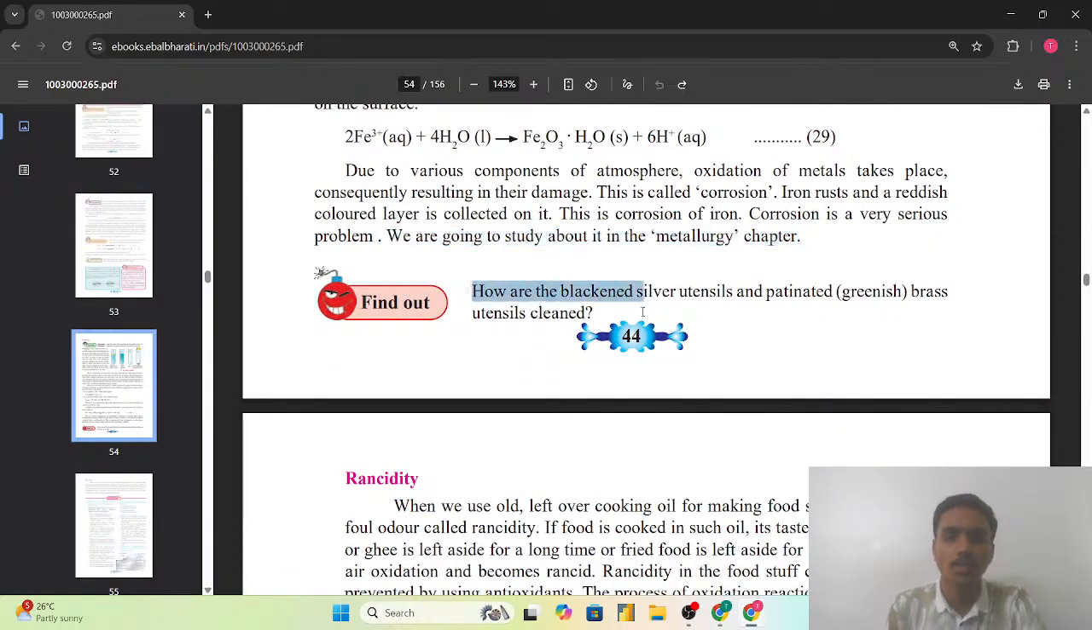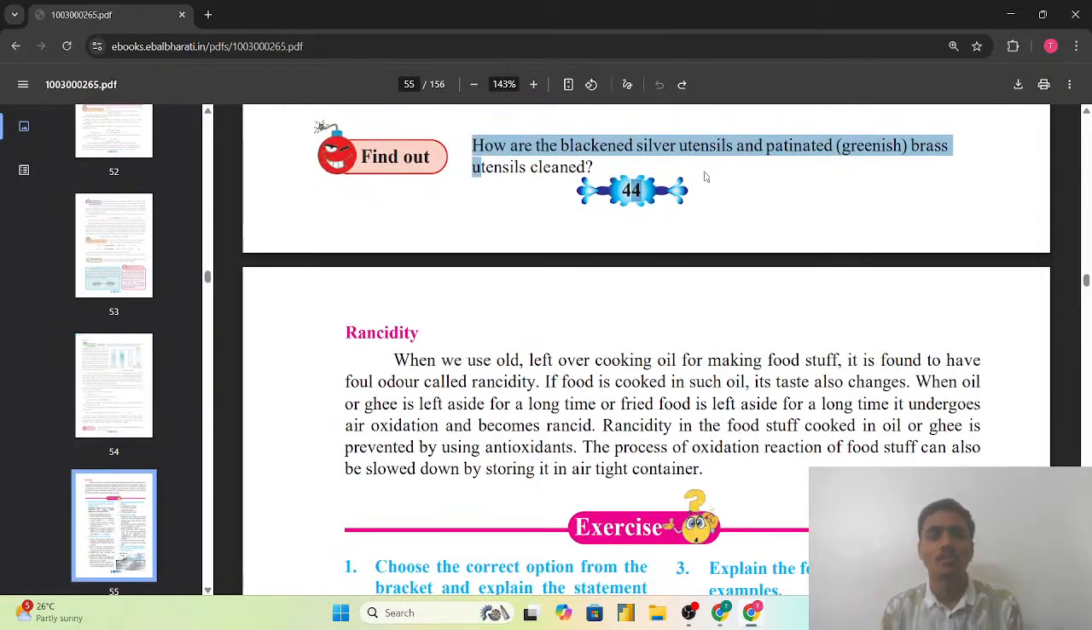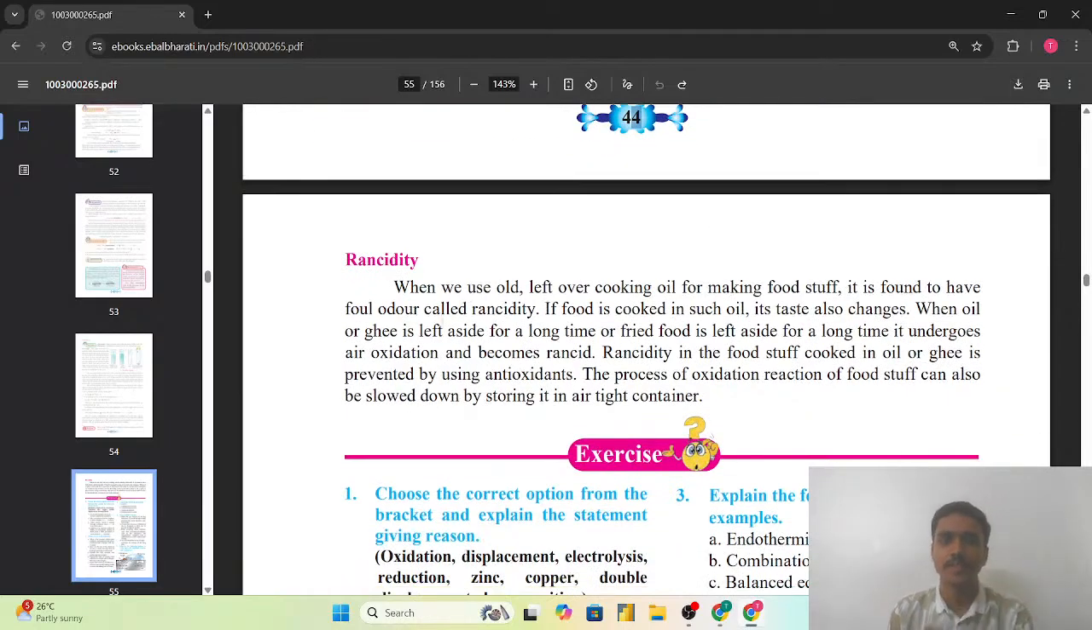Find out how black and silver utensils and patinated greenish brass utensils are cleaned. मतलब यहाँ पर जो ब्लैक एंड सिल्वर यूटेंसिल्स है और जो ग्रीनिश ब्रास के यूटेंसिल्स है वो क्लीन कैसे होते हैं? सो पहले हम देखते हैं कि ये ऑकर क्यों होते हैं। That is the concept of rancidity.